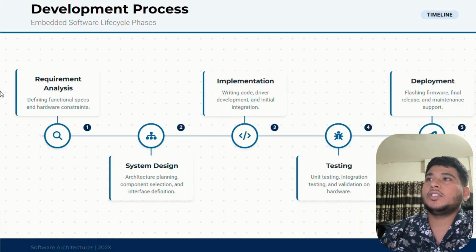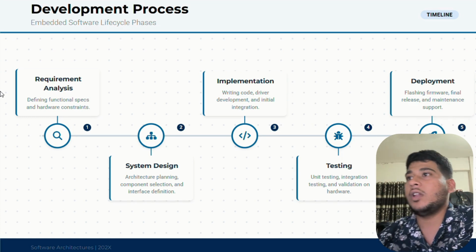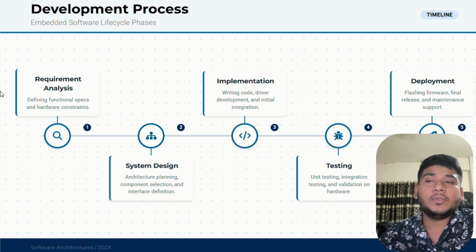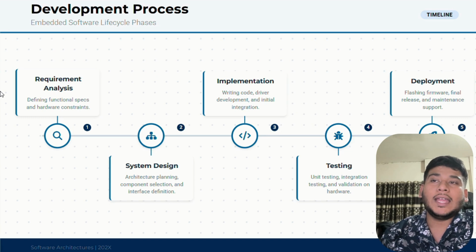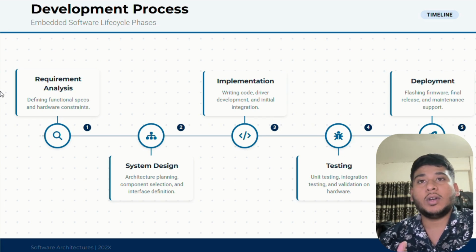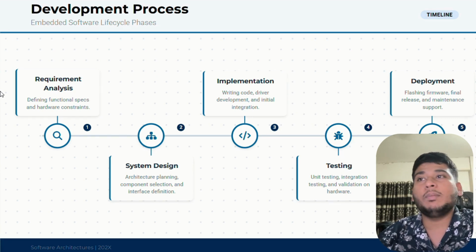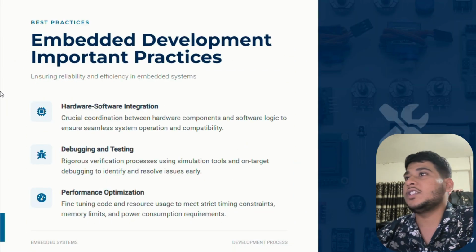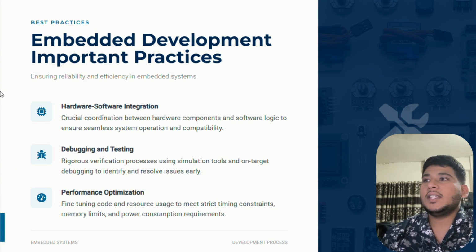Development process, embedded software lifecycle phases: first requirement analysis, then we need to design the system, then implement: writing code, driver development, initial integration. Then we need to test our system, and then we can go to our deployment phase. This is the life cycle of an embedded system. Best practices are hardware-software integration, debugging and testing, and performance optimization. We should be careful about that.